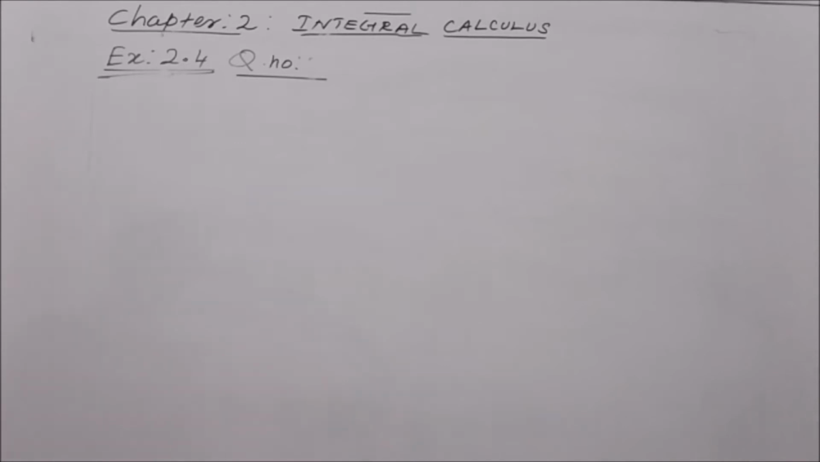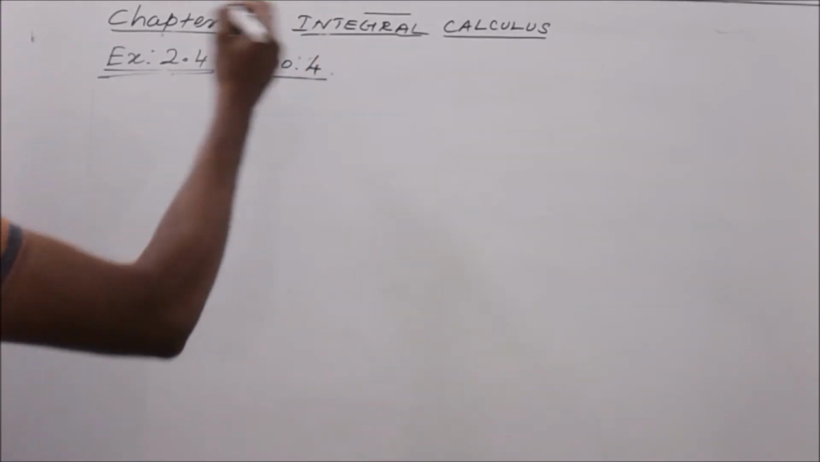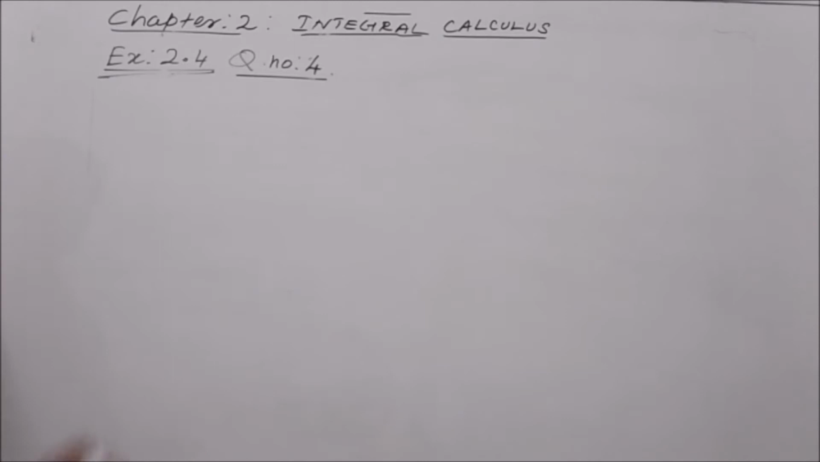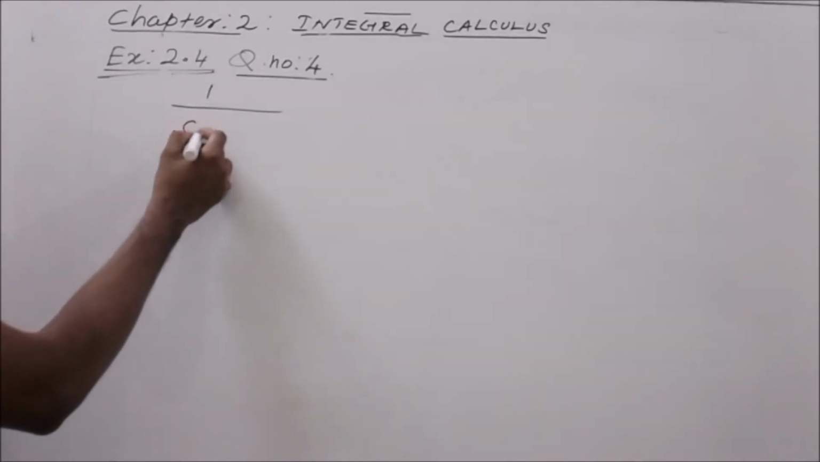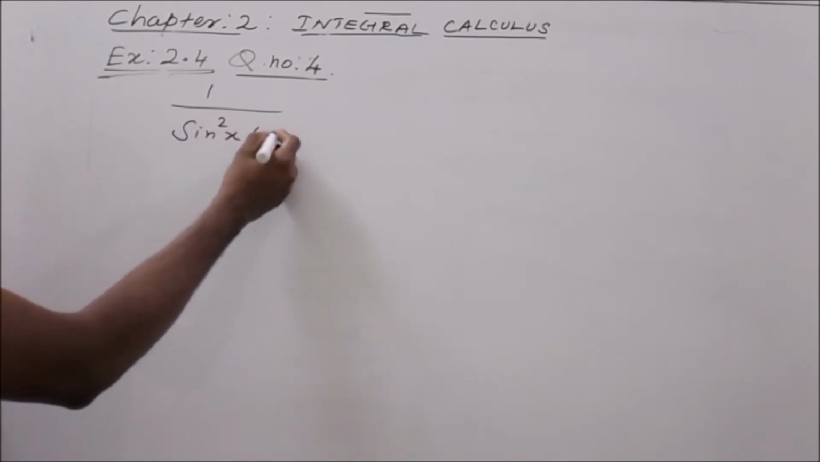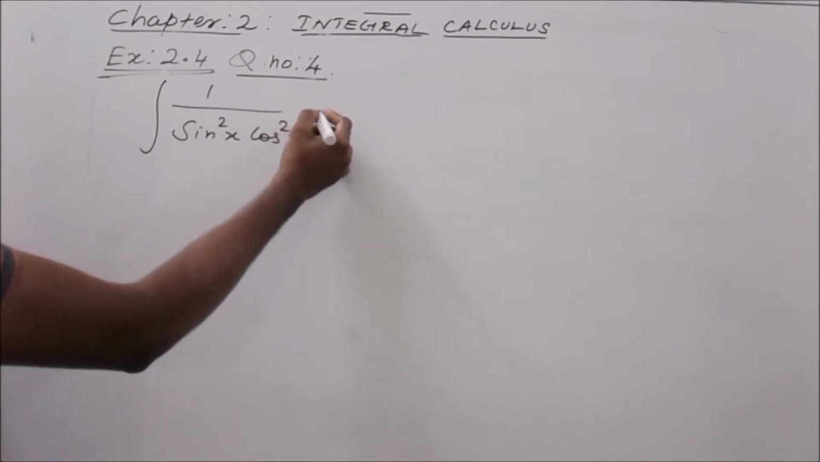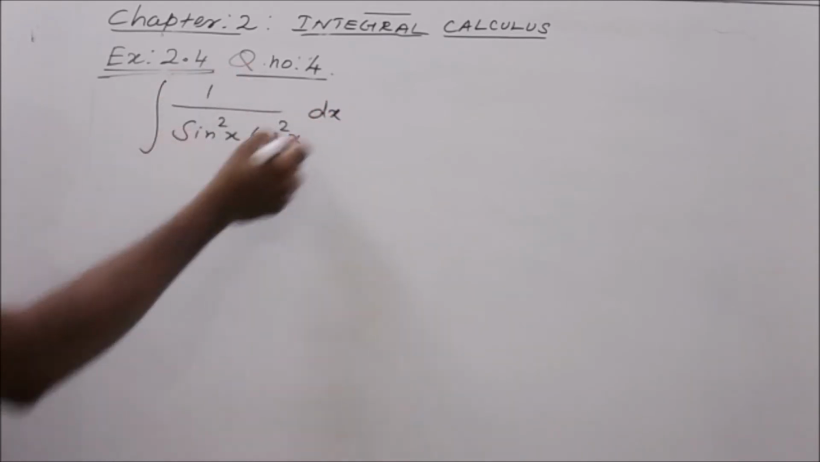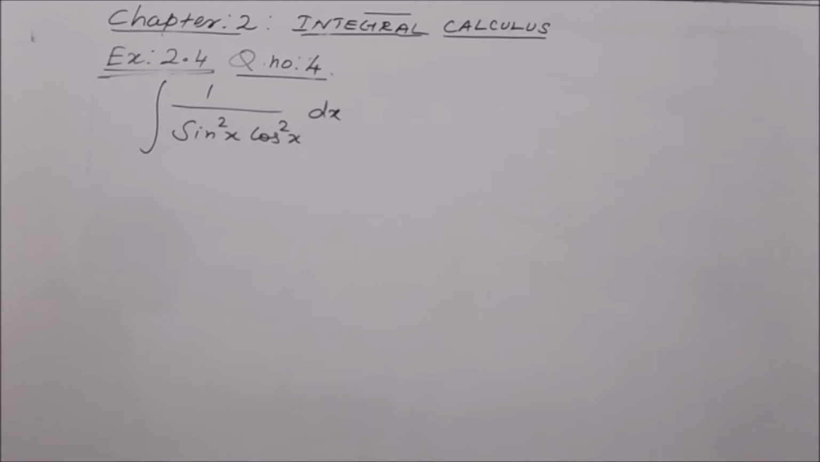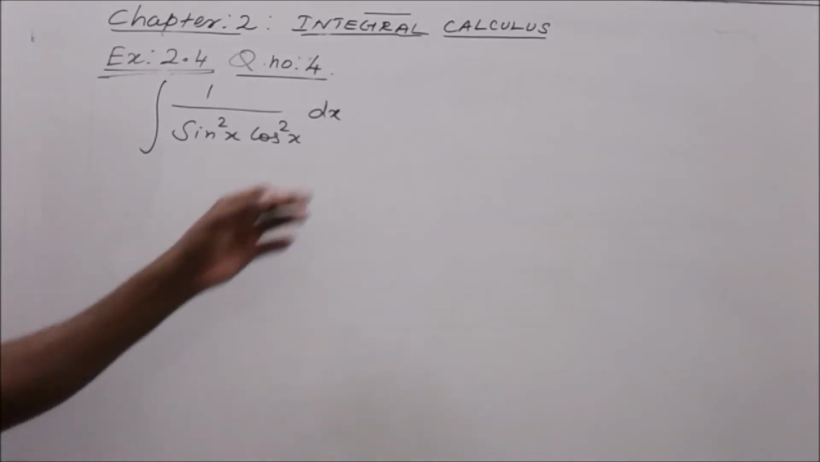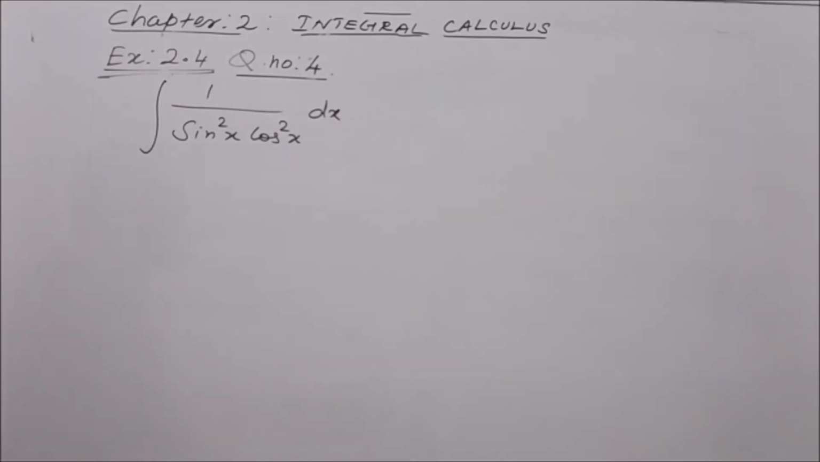Question 4. 1 by sin square x into cos square x is given. So integral 1 by sin square x cos square x into dx. Integrate this function, 1 by sin square x into cos square x. In the question itself there is a hint given, but in the exams it will not be given. So think of it yourself.